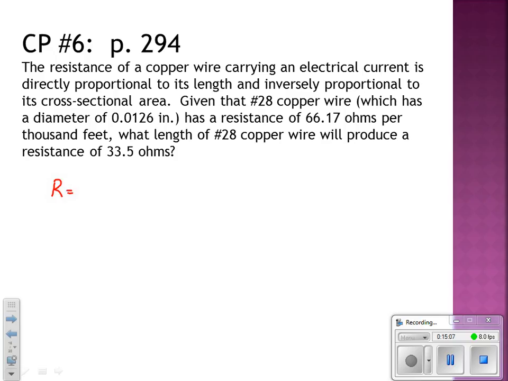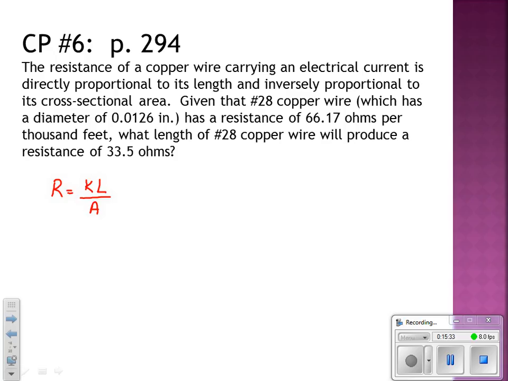All right, so first of all, our generic model. Resistance was directly varied to length and inversely varied with that cross-sectional area. Okay, so you can see the K times L, there's your direct variation portion. You can also see the K divided by A, and that was our inverse relationship between our resistance and our cross-sectional area.